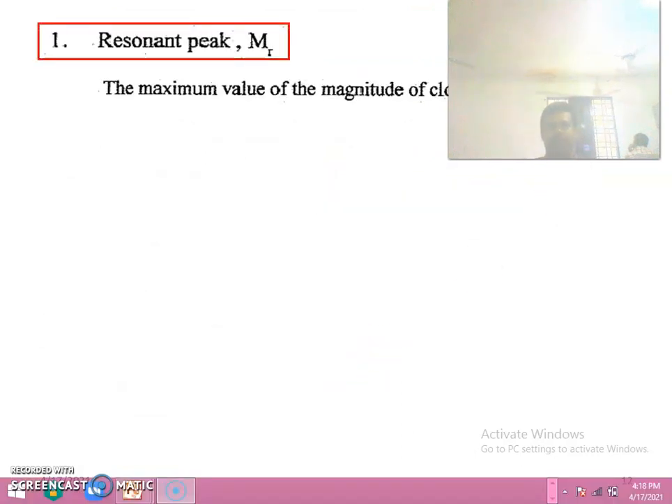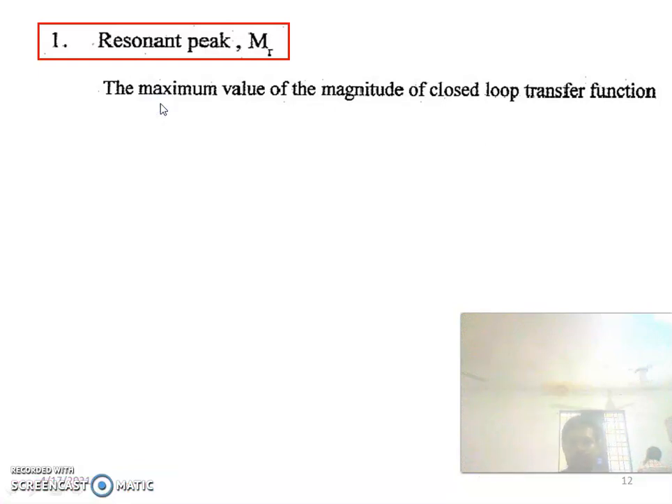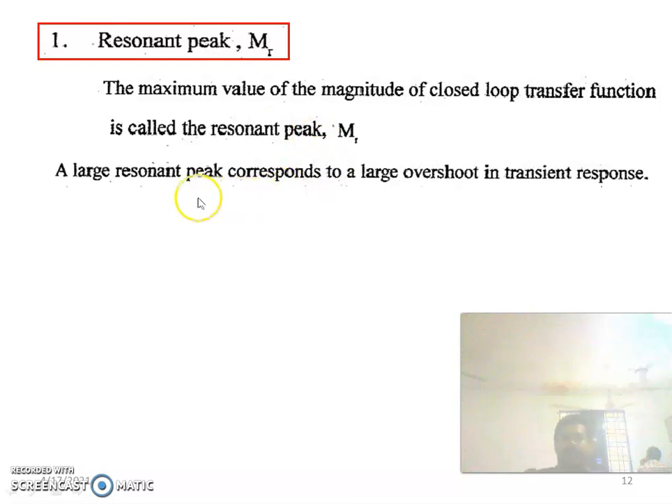First, we are going for resonant peak. What does resonant peak mean? The resonant peak is nothing but the maximum value of magnitude of closed loop transfer function. A large resonant peak corresponds to a large overshoot in transient response.